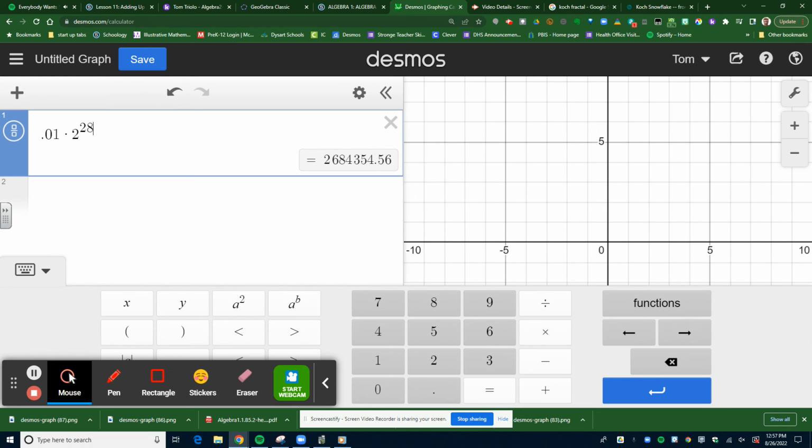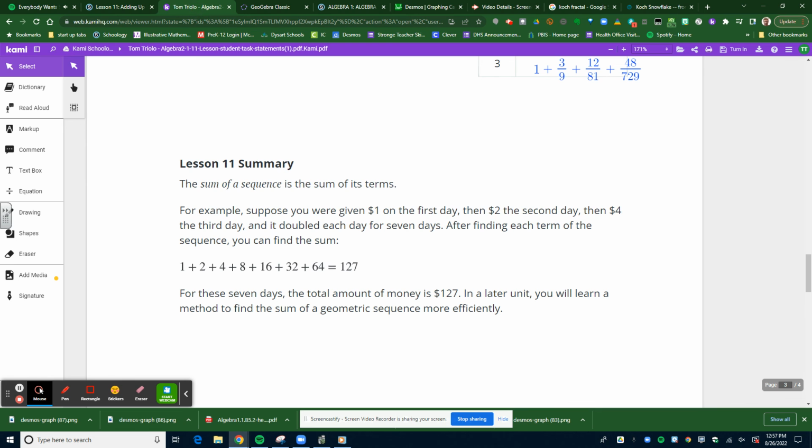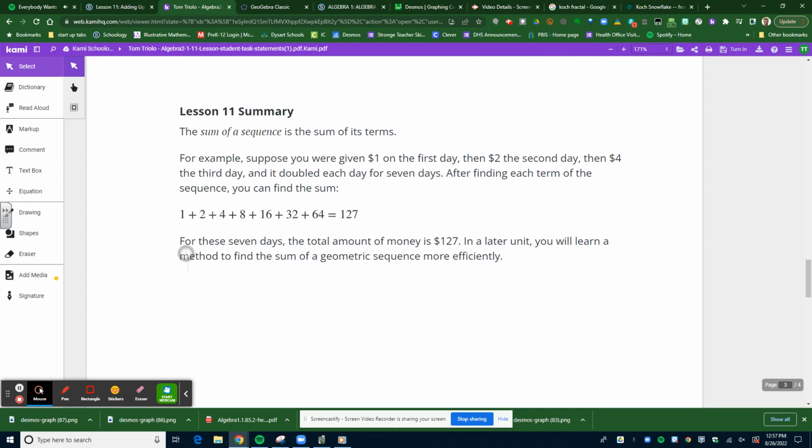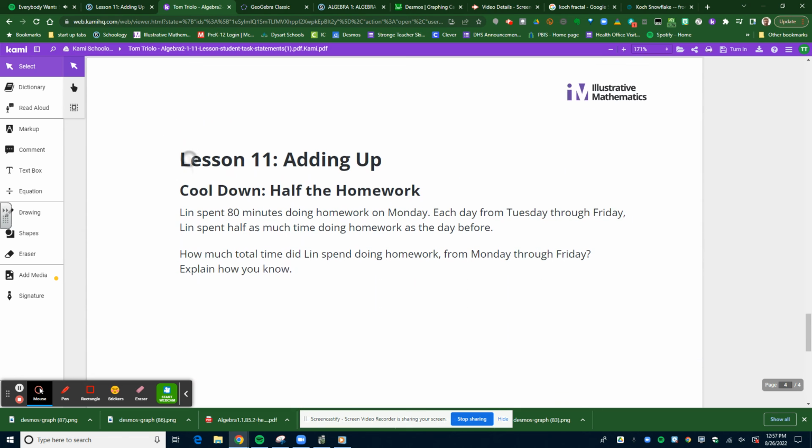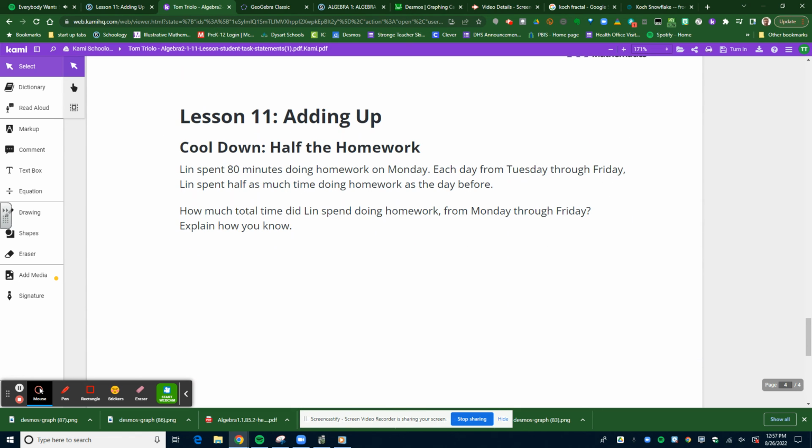Okay. Anyway, all right. So you're going to give something similar, except this next one's going to go in reverse. Okay, you're cutting down every day. You do half the amount of homework that you did the day before, time-wise. So find out the amount of homework that's going to be from Monday through Friday, and then we're done.